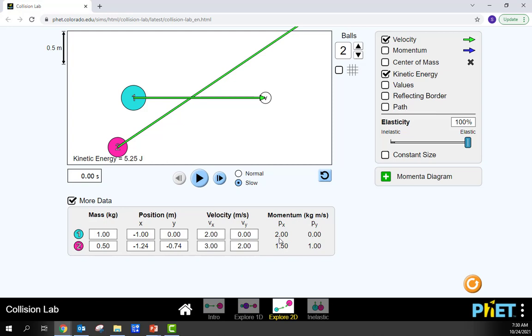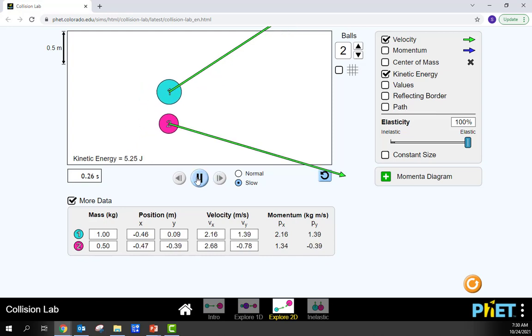Right now, we see that the total momentum in the x direction equals 3.5. The total momentum in the y direction is 1 kilogram meter per second. The total energy is 5.25 joules. Now, I stopped it immediately because otherwise things change. Even though I turned off the reflecting border, I don't want to risk it.